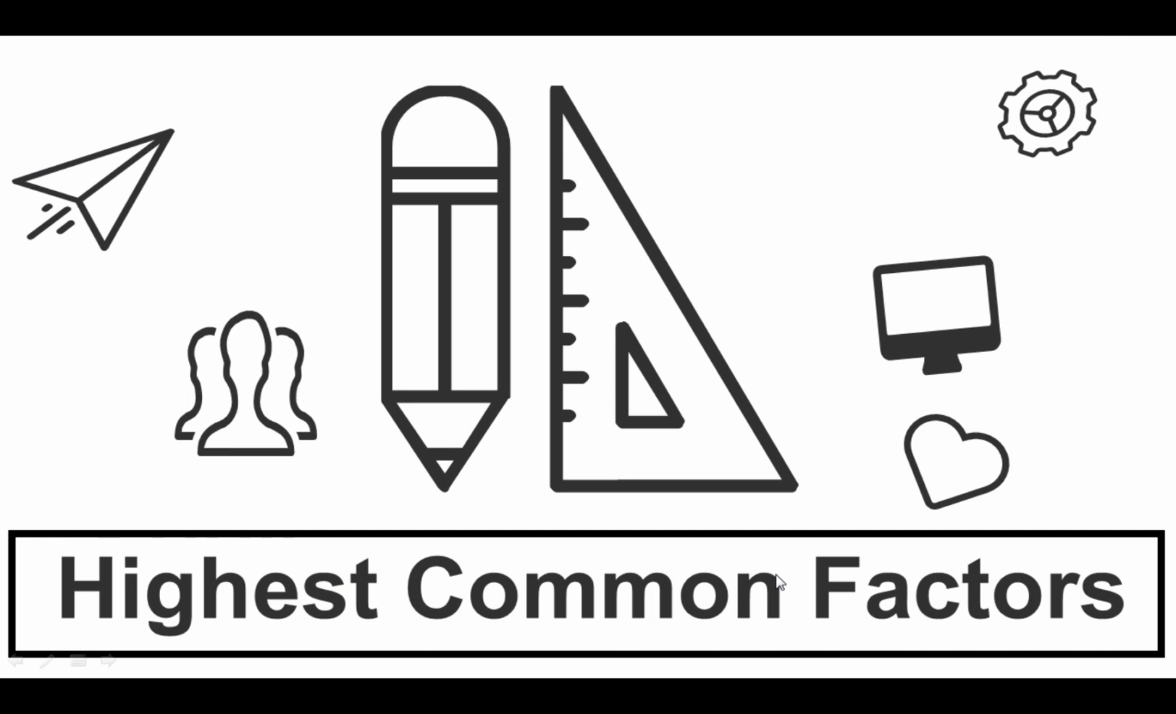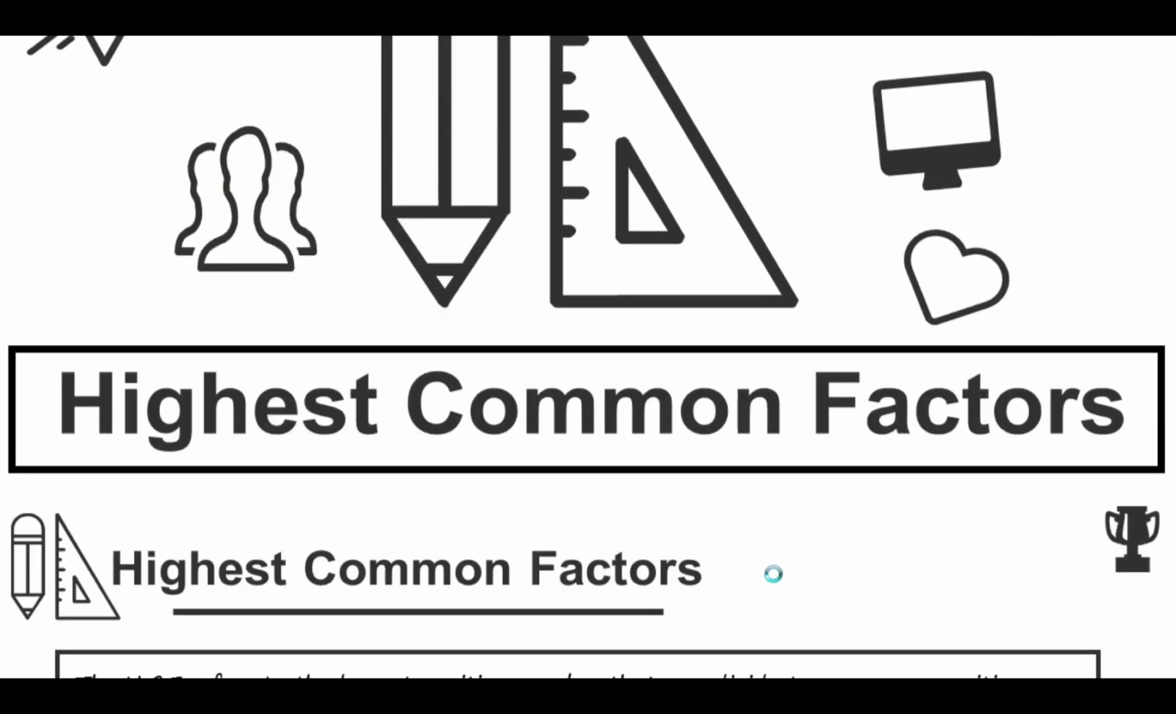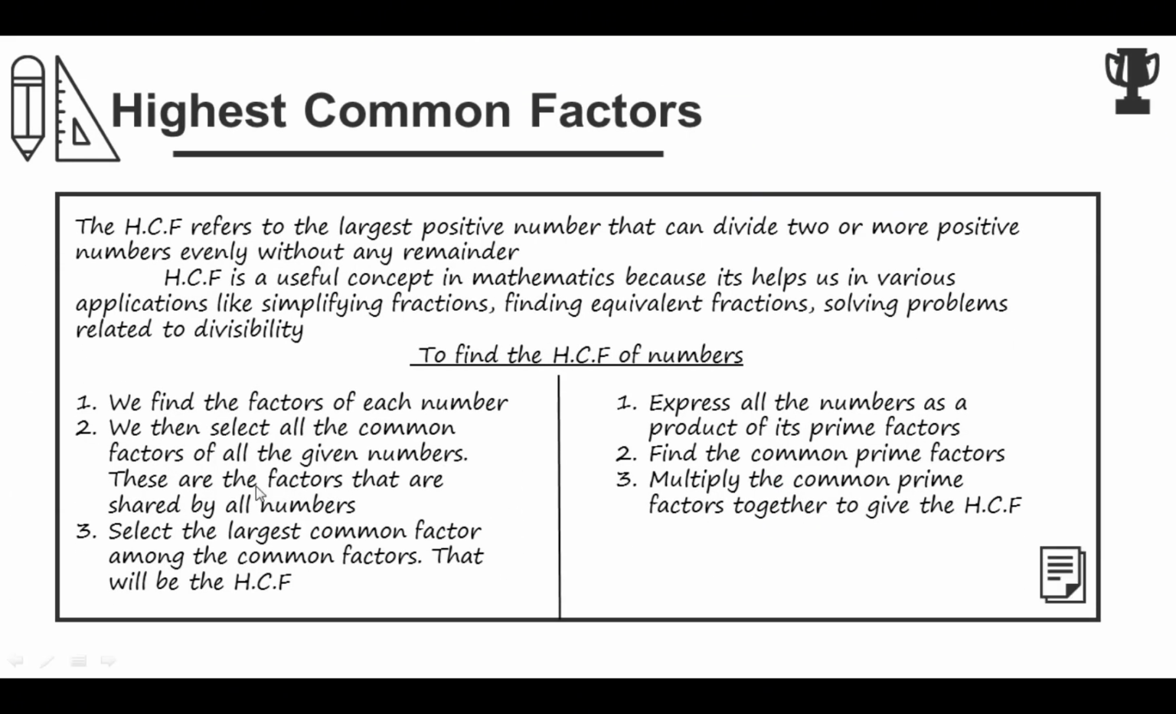We'll go over to our next subtopic, highest common factors. What are highest common factors? The highest common factor refers to the largest positive number that can divide 2 or more positive numbers evenly without any remainder. Let me further explain. Highest common factor, which is HCF, is the highest number that can divide 2 or more numbers evenly without any remainder.